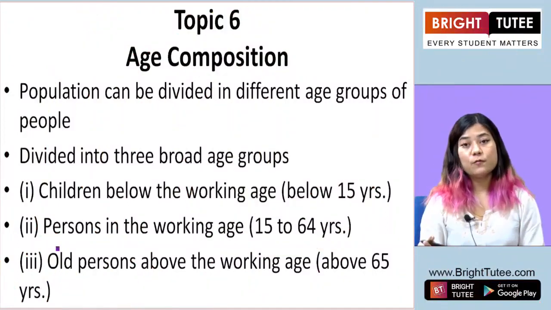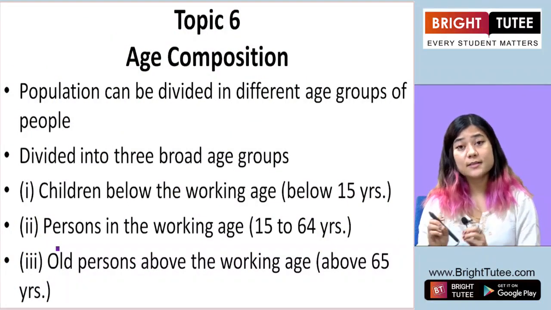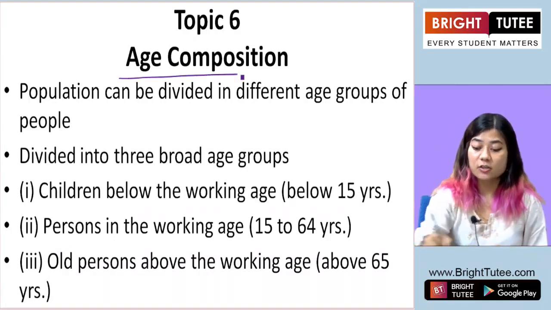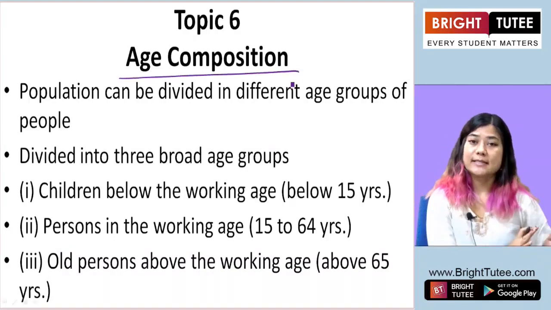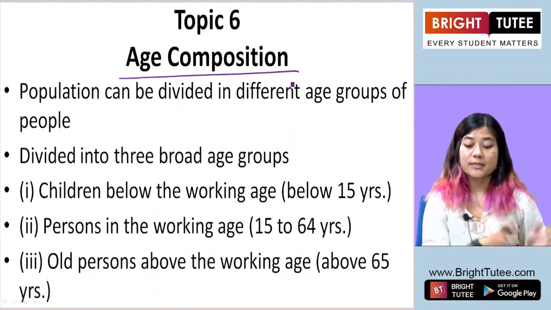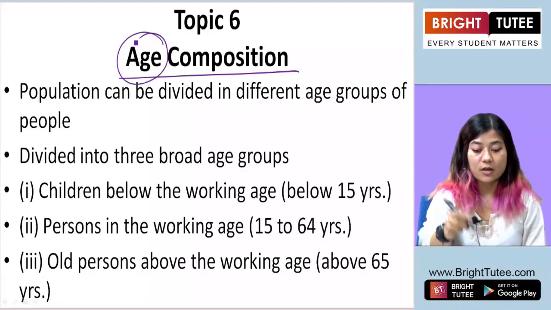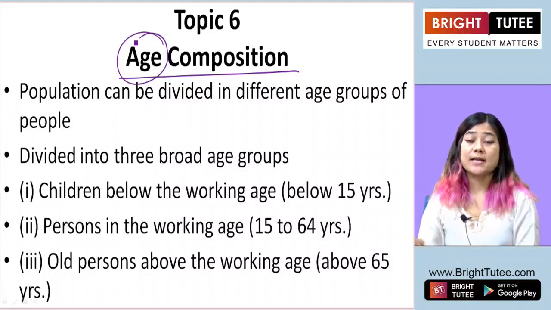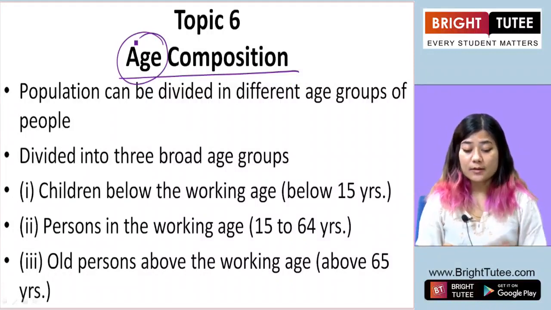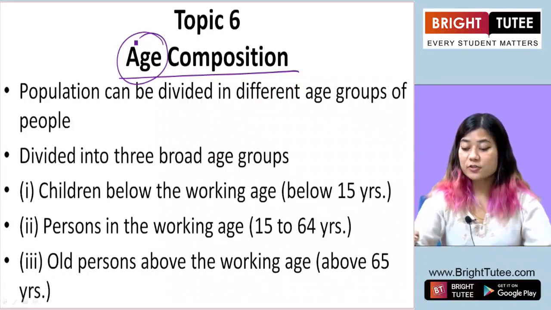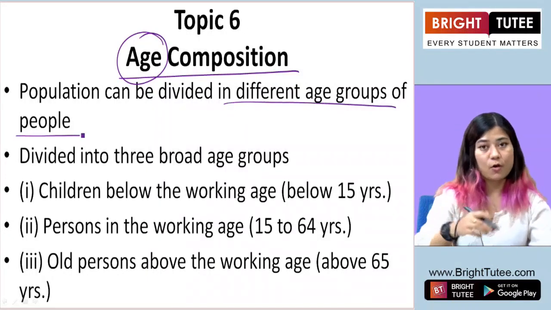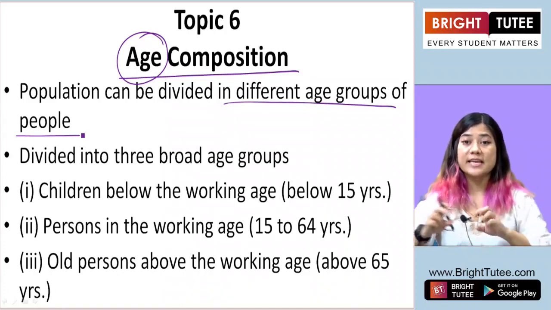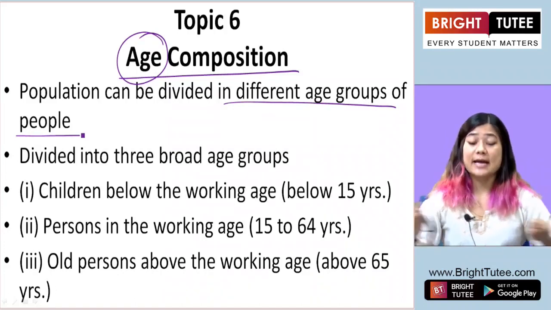With that, we move on to another topic, another aspect of population, which is age composition. So we looked at sex in the population. Now we'll look at age. What does the age of the people help us understand about the population? Population can be divided into different age groups. According to the age of the people, they can be put into different categories.